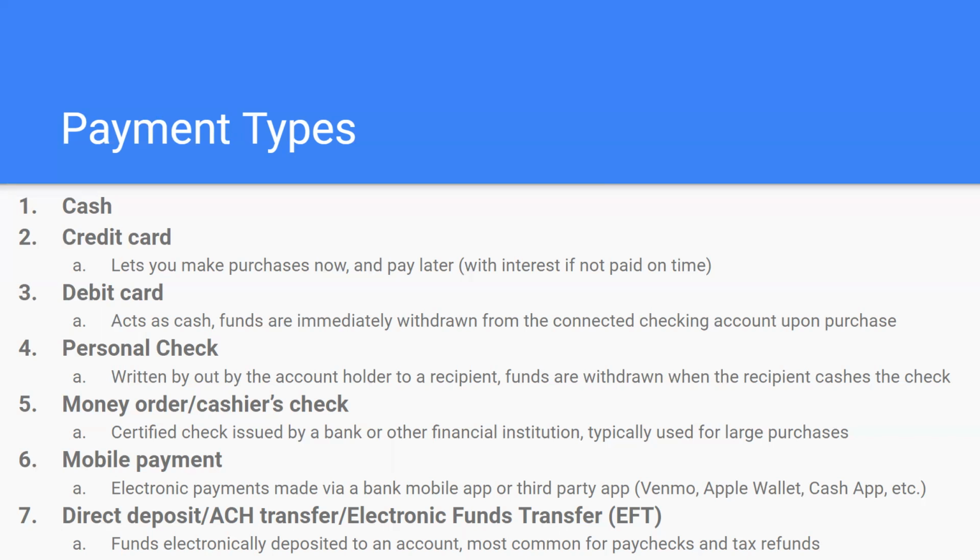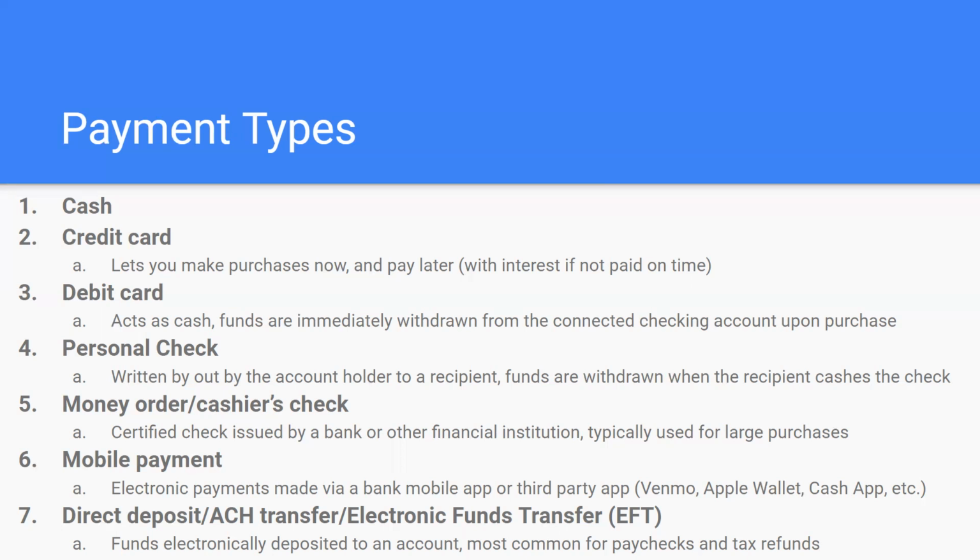And if you do need to get one of those, you can usually go into a bank branch and go to one of the teller windows and let them know that you need a money order or cashier's check. And you can either have the money withdrawn from your account to make the check, or you can bring in cash or some other form of funds to create the check.